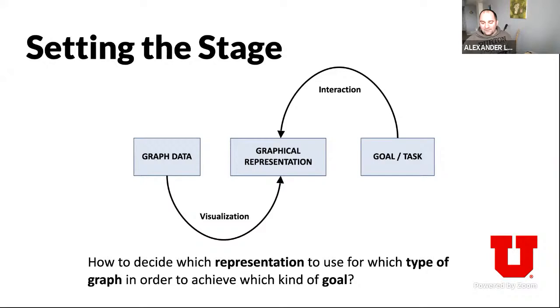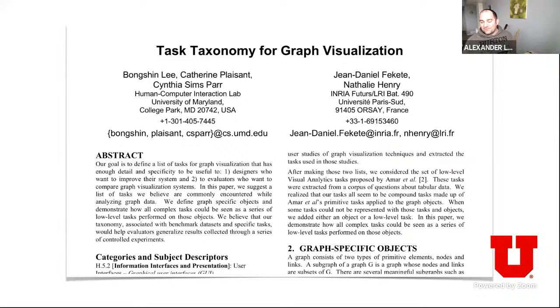Speaking of tasks, there is a nice paper, a task taxonomy for graph visualization by Bongshin Lee and co-authors, about systematically analyzing the kinds of tasks that you would want to do in a network. Examples are identify a node, find connections, find a path, and so on. So, things that we already talked about in theory.